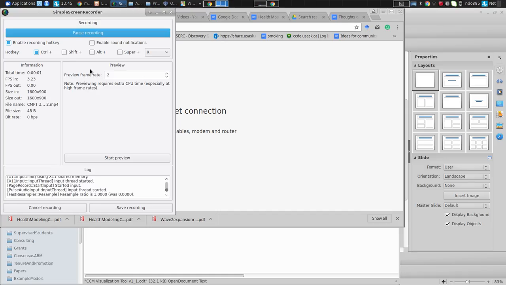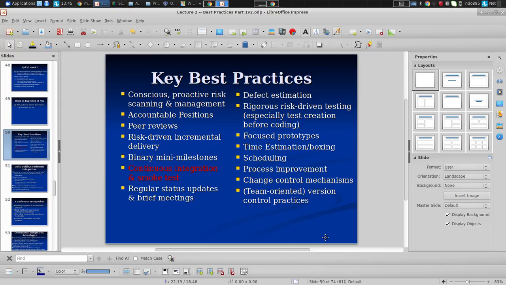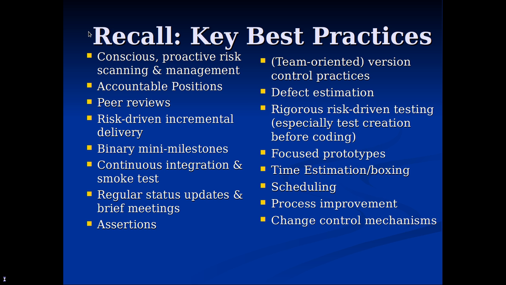Okay. So continuing on our discussion of best practices, I had stopped during our last class in discussion of something that was called continuous integration.